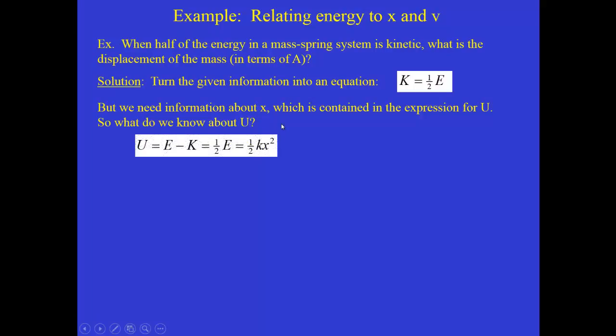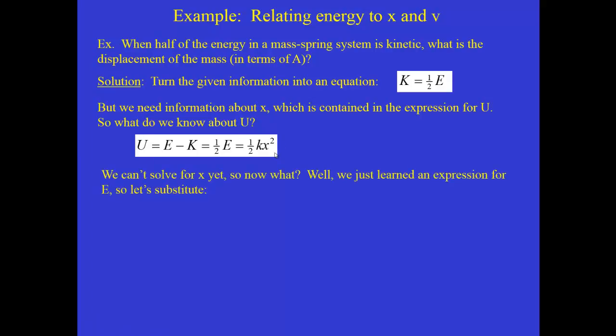So if half the energy is kinetic, then we can see by subtraction that U, the potential energy, is the total energy minus the kinetic energy, which is half of the total energy. Since K is half E, then U is also half E. And using the expression for U, we know that that's equal to 1/2 k x squared. We can't solve for x yet in this equation because it's in terms of E, and we don't know what E is.